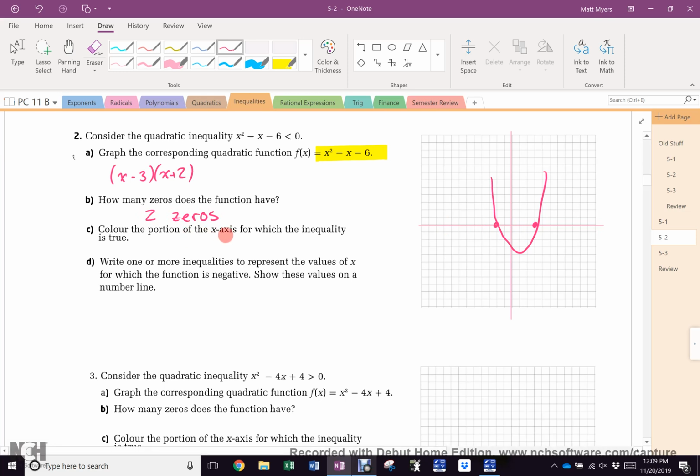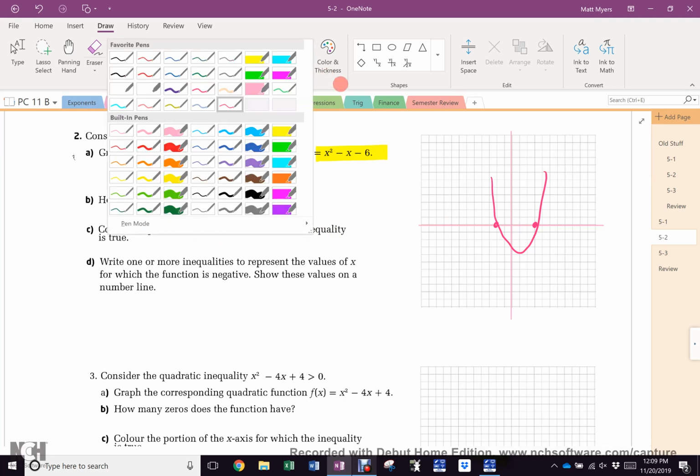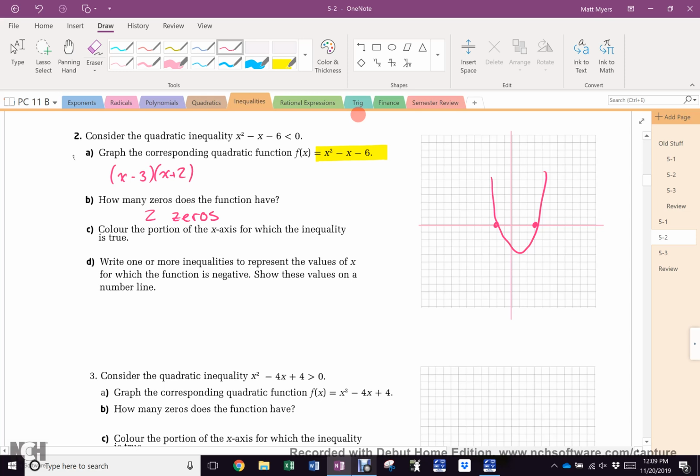Okay. I want you to color the x-axis for where the inequality is true. Where is the inequality with which we are working? Is it here in yellow? No, because that's an equality. So where is it? Right above it. What am I seeking, greater than or less than? Less than. Where is that dark pink parabola less than 0? None of you need a calculator for this. You're just looking.